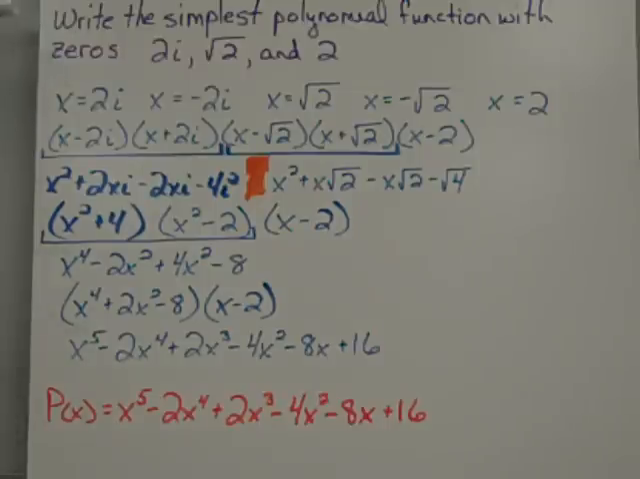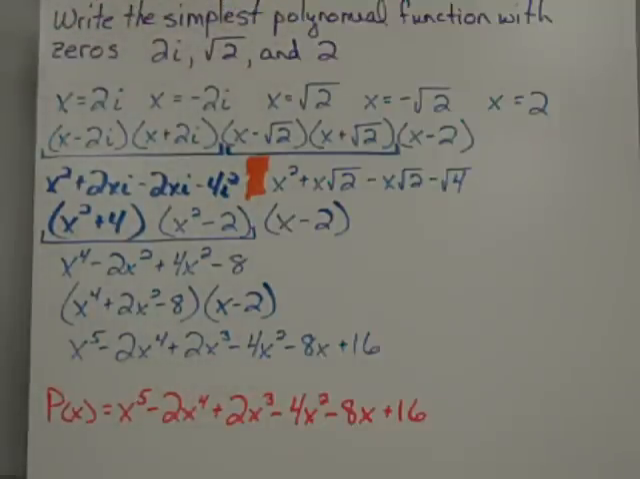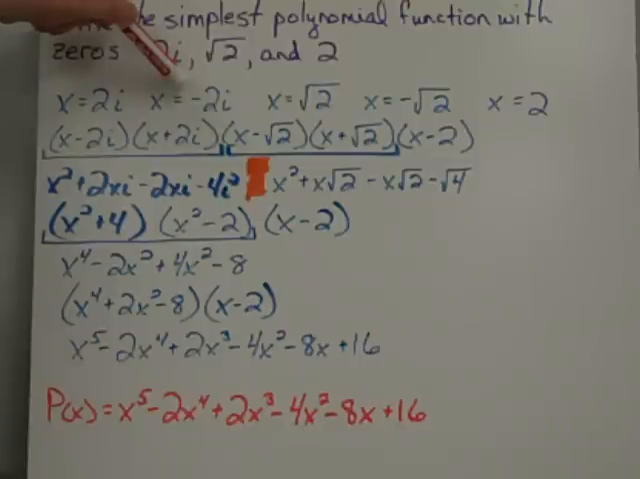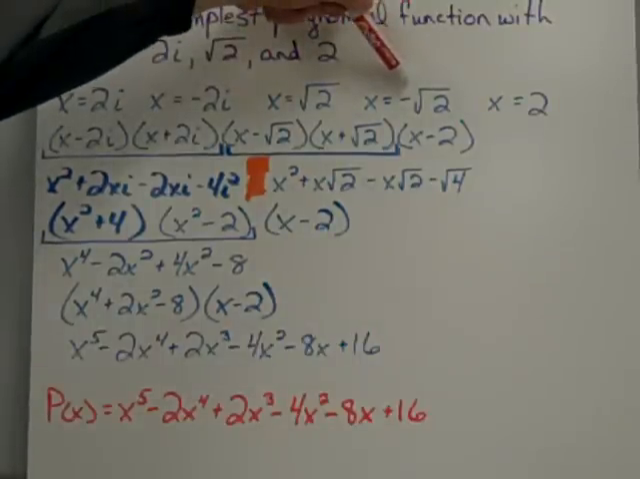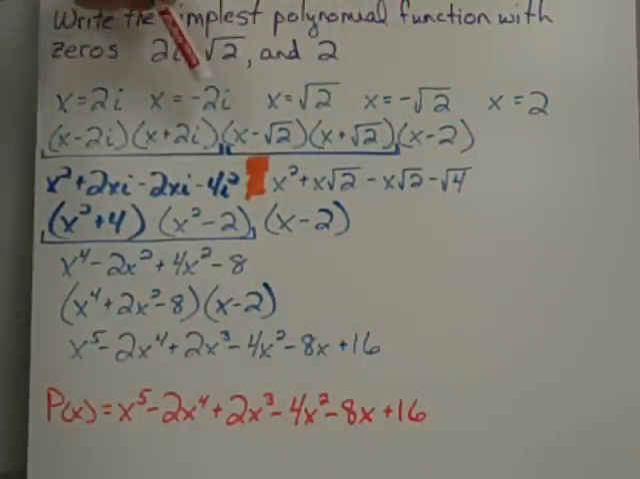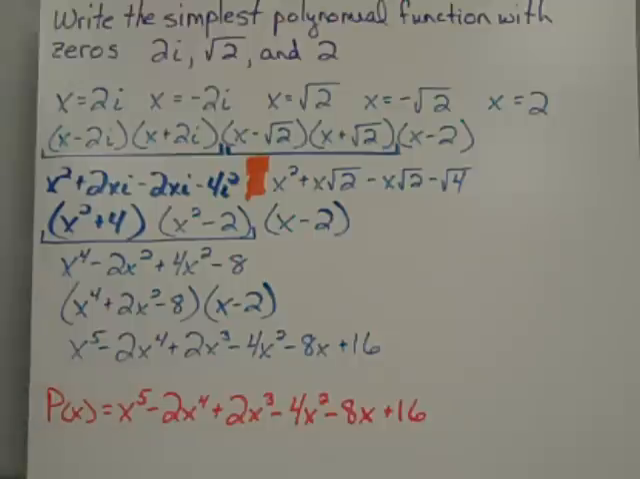Now, this example, all right, you're asked to write the simplest polynomial function with zeros at 2i, square root of 2, and 2. Now, because of the complex conjugate theorem and because of the rational root theorem, you have to take into account the fact that not only is 2i a root, but negative 2i is also a root. Okay? And since the square root of 2 is a root, negative square root of 2 is also a root. So you have to make sure and include these two roots. Okay? And then of course x equals 2 is also a root.